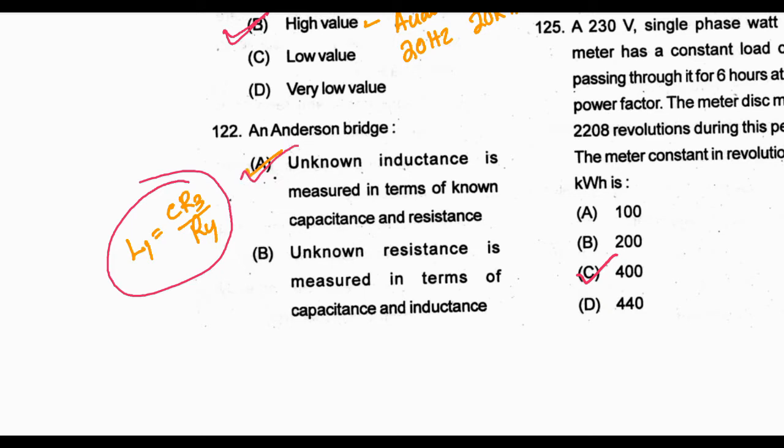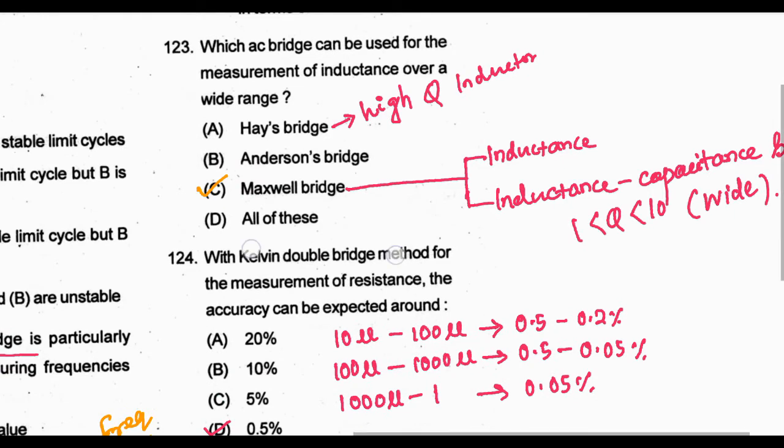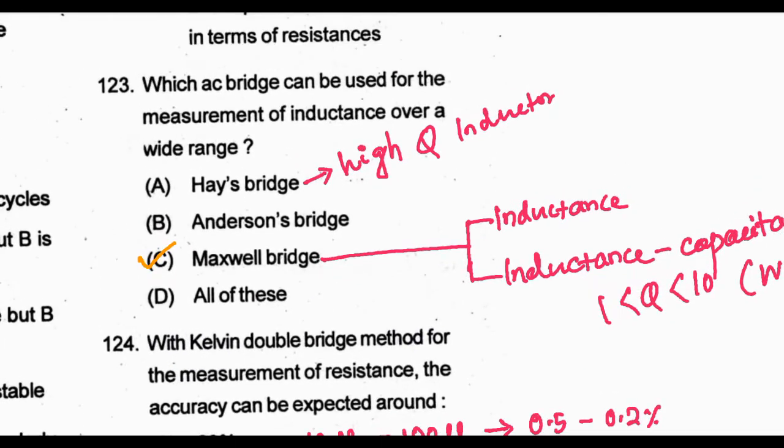Next question is 123. Which AC bridge can be used for the measurement of inductance over a wide range? So here options are given. Option A, Hay's bridge; option B, Anderson's bridge; option C, Maxwell's bridge; and option D, all of the above.